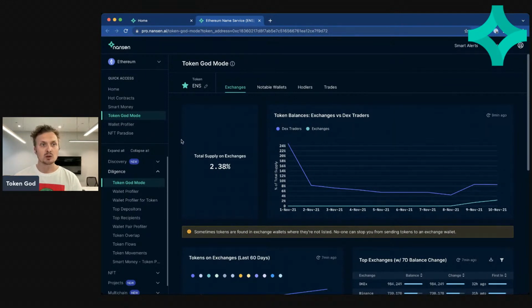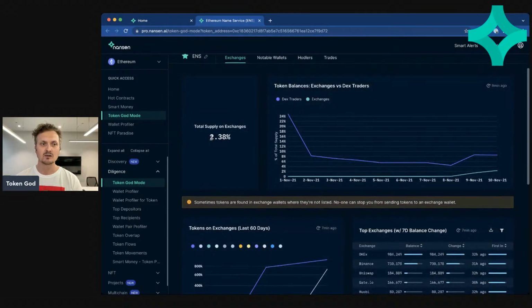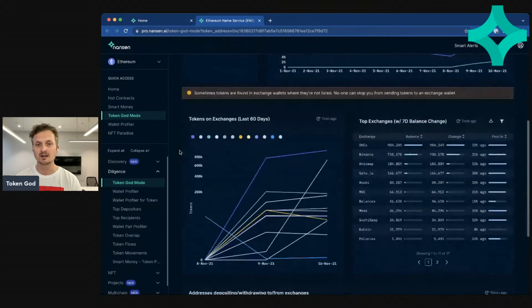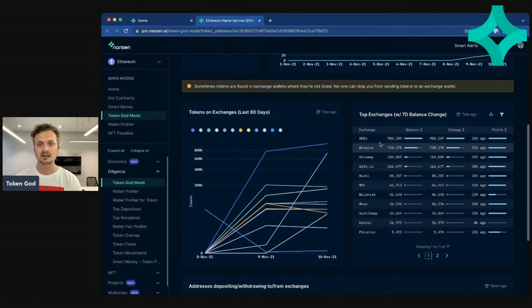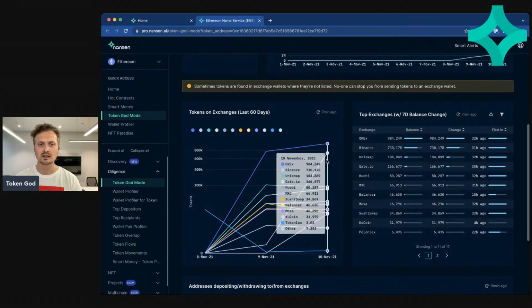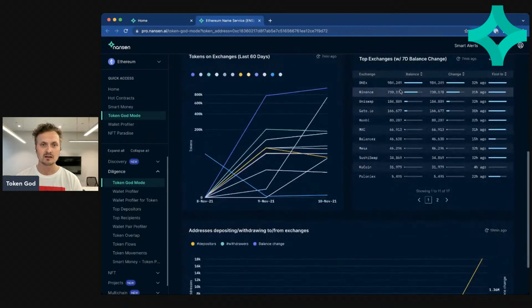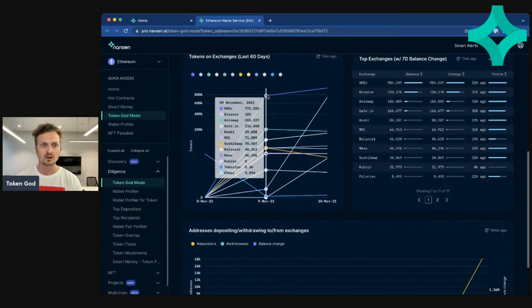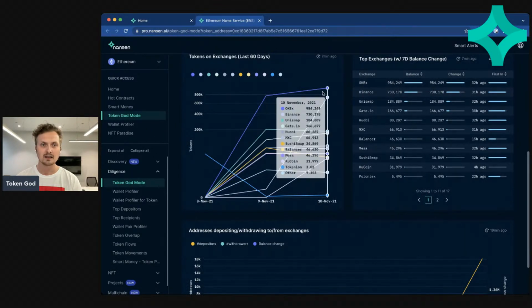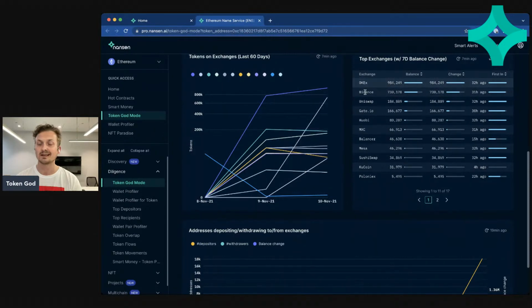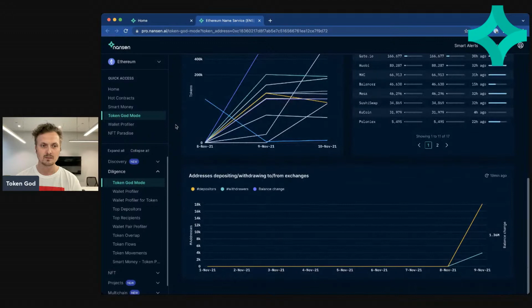So token god mode, as the name implies, gives you a god mode view on one specific token that you've plugged in, in this case, ENS. I see that about 2.38% of the ENS supply is sitting on exchanges, and I can see which exchanges it's sitting on over here. I actually didn't know it was listed on Binance, but I guess maybe it recently got listed there. Looks like it used to be OKX, which was by far the biggest one. They were quite early listing ENS there. And now Binance has almost overtaken them in number of tokens sitting with them.